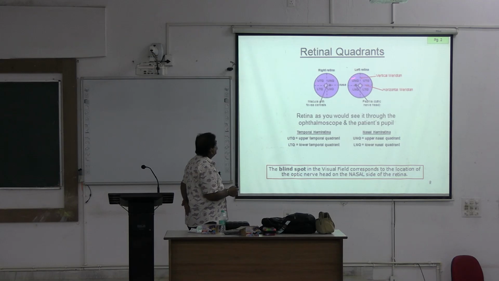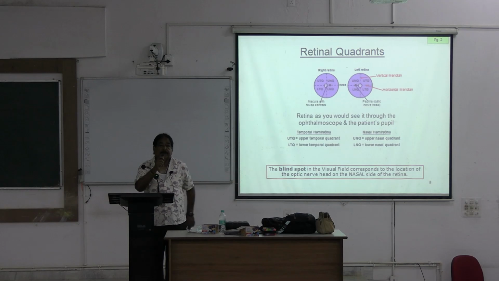Retinal quadrants: the retina is divided into four. This is the retina as you would see it through the ophthalmic scope and the patient's pupil. Temporal hemiretina, nasal hemiretina. The blind spot in the visual field corresponds to the location of the optic nerve head on the nasal side of the retina. The blind spot you will see.